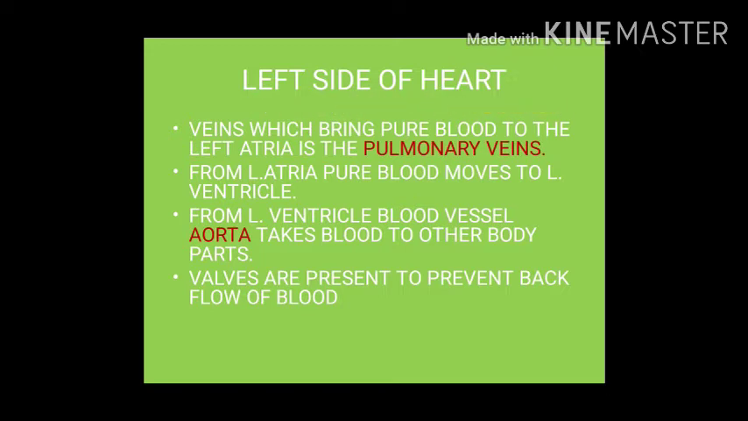Veins which bring pure blood to the left atria from the lungs are the pulmonary veins. So the pulmonary vein is the only vein in the human body which carries pure blood. From left atria, pure blood moves to left ventricle. From left ventricle, the blood vessel aorta takes blood to other body parts. Valves are present to prevent backflow of blood.